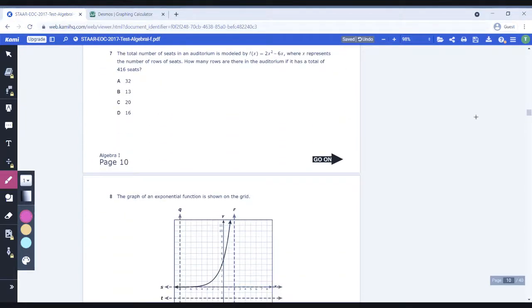Number 7. The total number of seats in an auditorium is modeled by the function f of x equals 2x squared minus 6x, where x represents the number of rows of seats. How many rows are there in the auditorium if it has a total number of 416 seats? So x represents the total number of rows of seats, right? The total number of seats is modeled by this function.